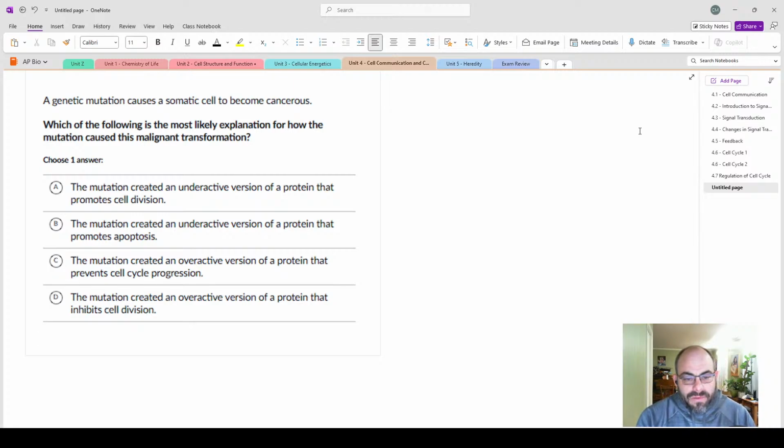Creates an underactive version of a protein that promotes cell division. I know that cancer is too much cell division, right? And so if a cell promotes it and it's underactive, that means it's not going to be promoting it. Not A. Mutation creates an underactive version of protein that promotes apoptosis. B is the correct answer. Not even reading C and D, because apoptosis is kind of the cancer check, right? Not even reading the other ones. Refuse to read them because they're just going to confuse you.